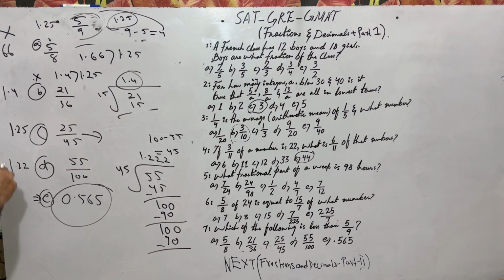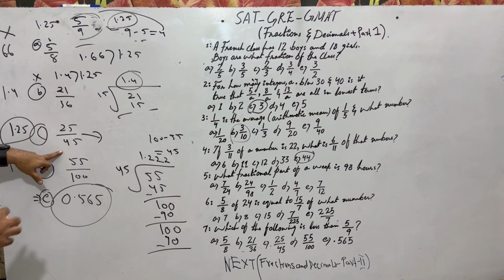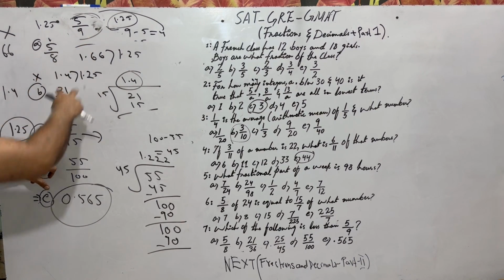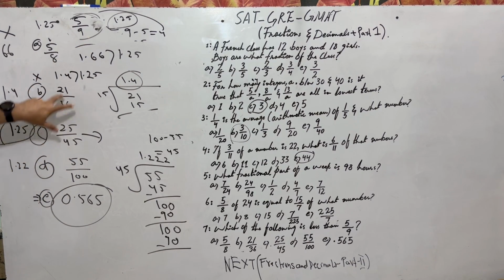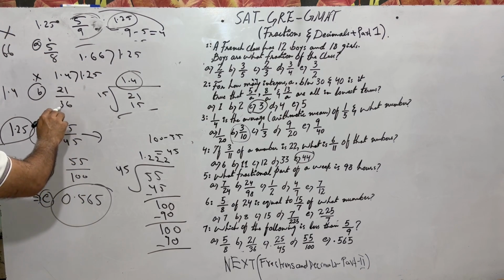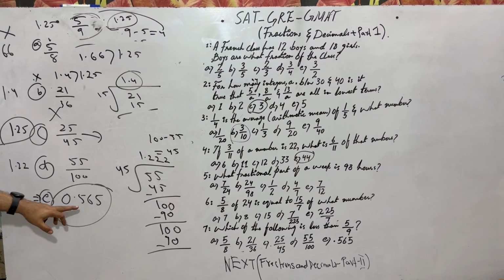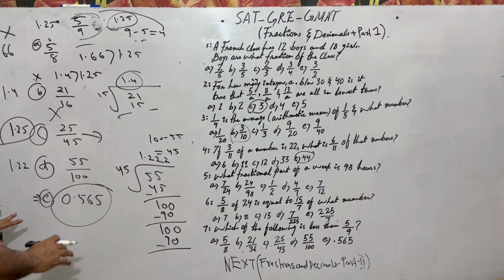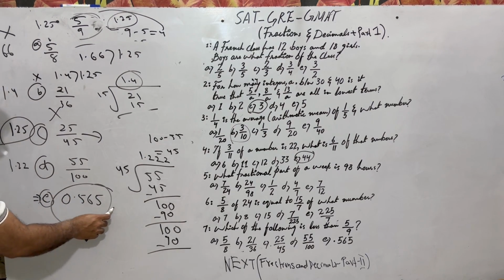What about this? This is also 1.25. According to my hack, 25 over 45 is greater than 5 over 9. So that is not the case. That is 0.566. It is my normal hack. I haven't checked this.